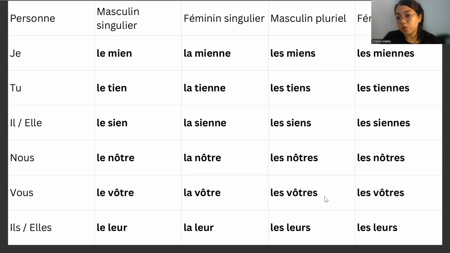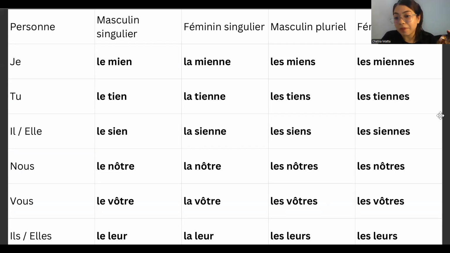Okay, let's go ahead. Now we will talk about the pronoun possessive. Like the adjective possessive, we have the table for the pronoun possessive also. For the pronoun possessive, you have to take care of just masculine, feminine, and plural. So on a quatre catégories. The first one for masculine, second one for feminine, then masculine plural and feminine plural. So le mien, la mienne, les miens, les miennes.